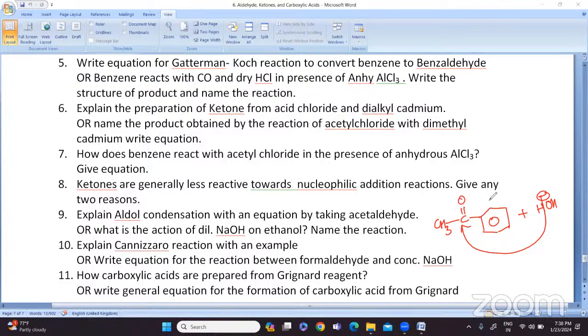The electromeric effect is a temporary effect which is produced when a reagent attacks the multiple bonded carbon. It helps in shifting the pi electron, so there will be shifting of the pi electron to either of the two atoms of the bond. So the two reasons are, one, steric hindrance of the bulkier groups, and second, the electronic effect. Remember these two reasons.